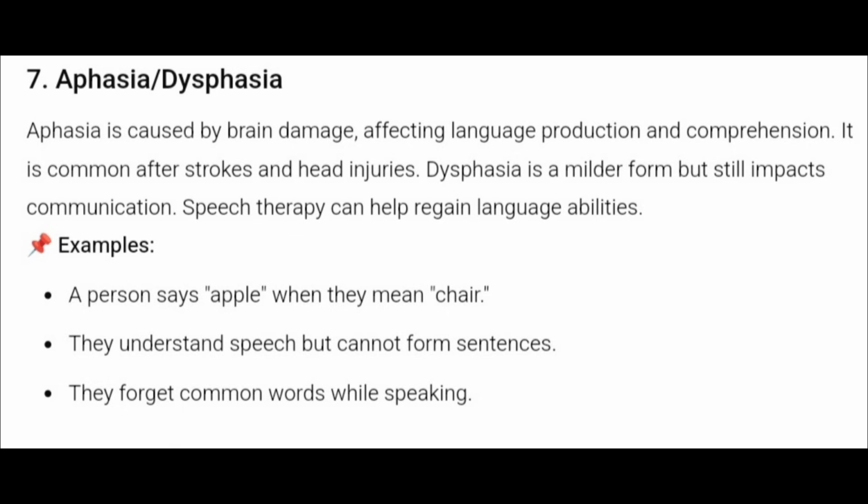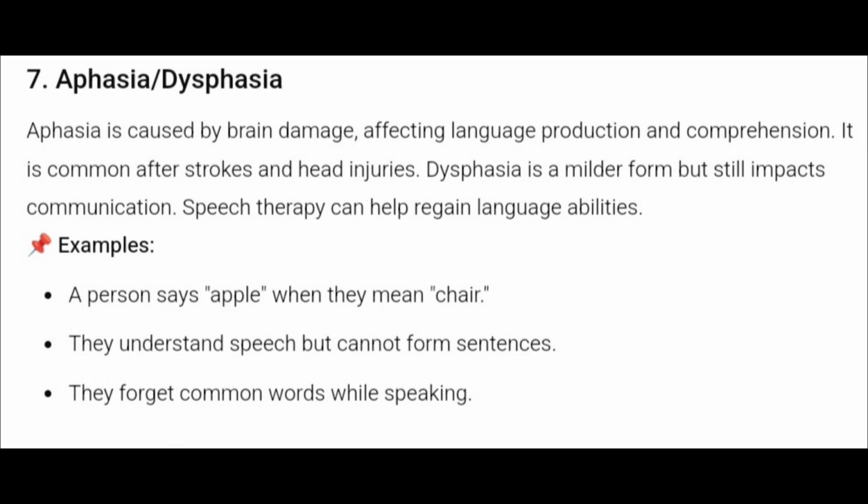So aphasia is a problem which is caused due to mental injury or brain damage, all right, which will affect the language of the person. He or she will not be able to understand or speak the language. It is formed basically after if somebody has a brain stroke or brain injury or head injury, then they suffer from aphasia or dysphasia, right? Dysphasia can be treated by speech therapy, right? Suppose if a person wants to say apple, but instead he is saying chair. So you can understand that that person is suffering from aphasia.